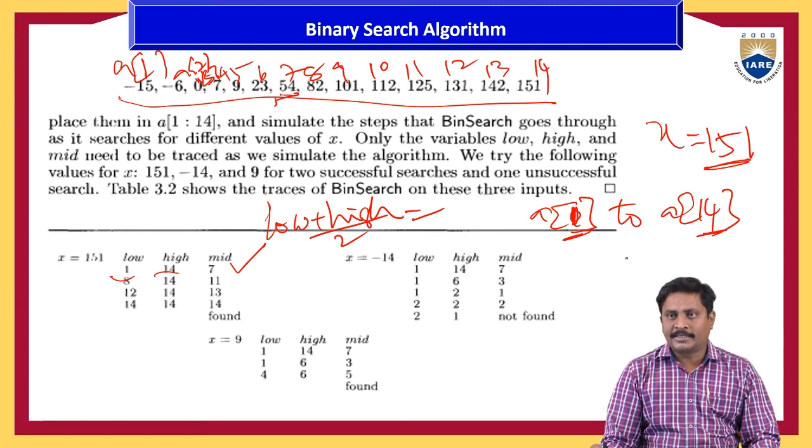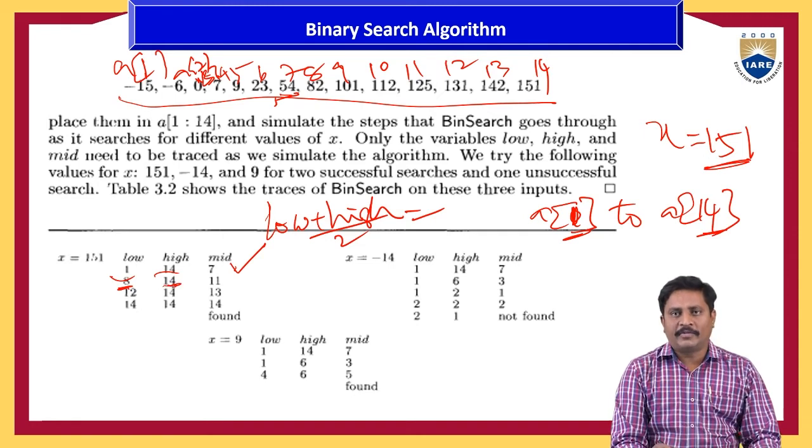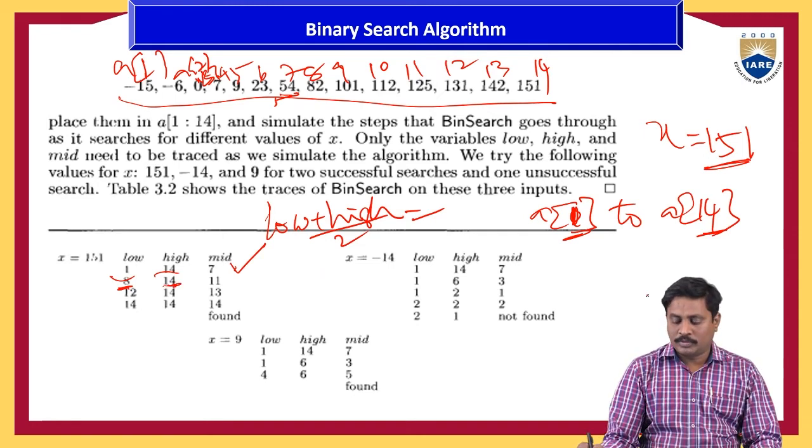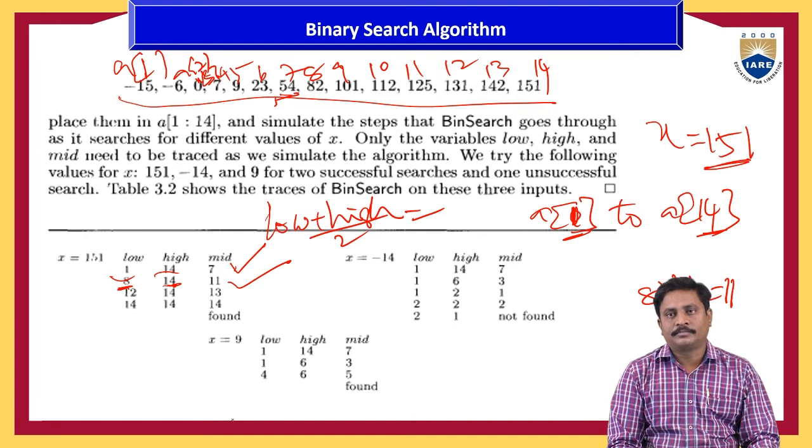The right subarray starts from mid plus 1 to the last element, the high value. Mid plus 1 means mid value is 7, 7 plus 1 is 8, so 8 to high value 14. So mid value is 8 plus 14 by 2, 22 by 2 means 11. So now mid value is 11.